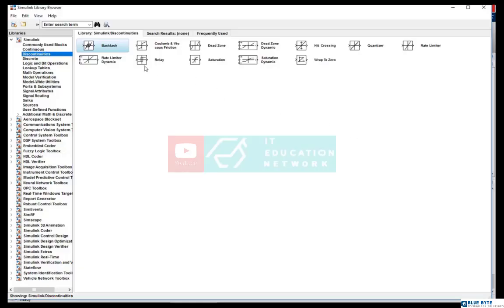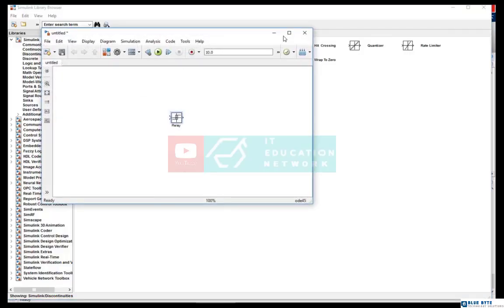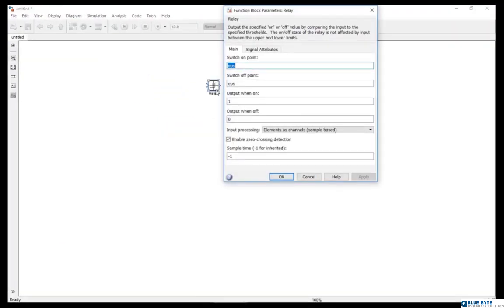The next block is relay. It's same as what you see in houses. It's like thermostat relay of air conditioning, which turns on and off in specific times. I double click on the block. Here we can see the switch on point, which means at what time the system turns off or on. Also, we can define what output it gives us. For example, when it is on, the output is 1. But when it is off, the output will be 0.